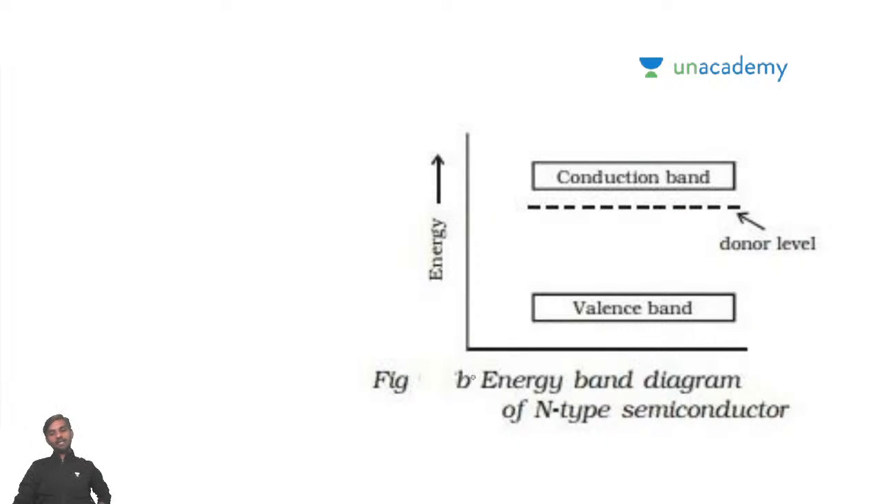Anyway, this energy band diagram we haven't discussed a lot. The donor level, remember, will always be close to the conduction band. This is very important. So the donor level will be very close to the conduction band. You guys should remember this.